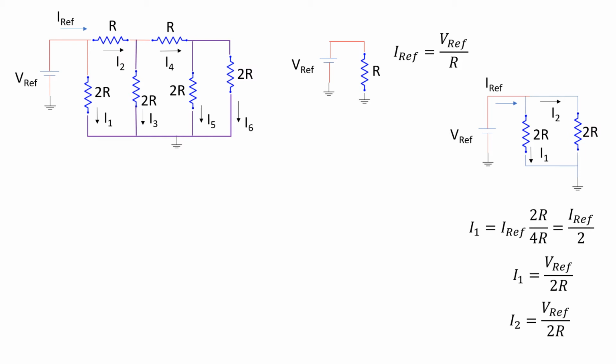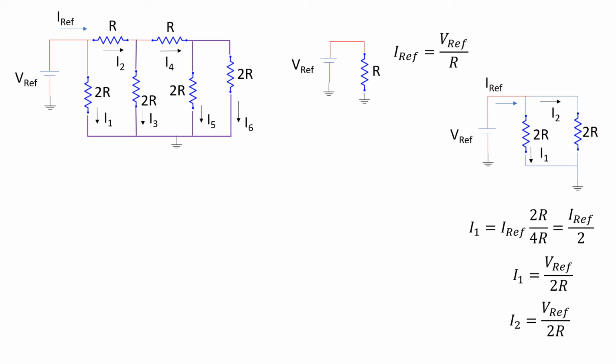Similarly, since I1 and I2 are flowing into the same values of resistance, I1 and I2 are equally divided. I1 is equal to V reference divided by 2R, and I2 is equal to V reference divided by 2R. So we get the I1 and I2 values.